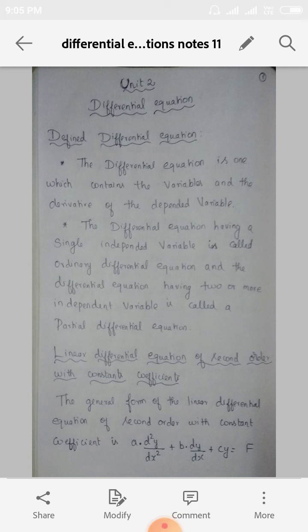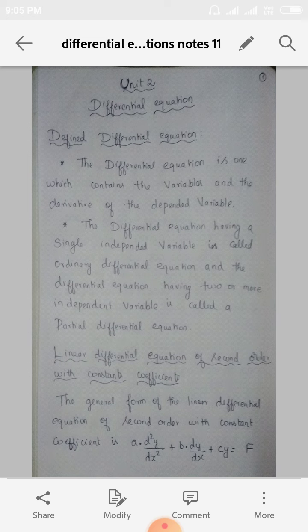Dear students, today we are going to see the next unit, that is Unit 2, differential equation. First, let us see the definitions of the differential equation. A differential equation is one which contains the variable and the derivative of the dependent variable.